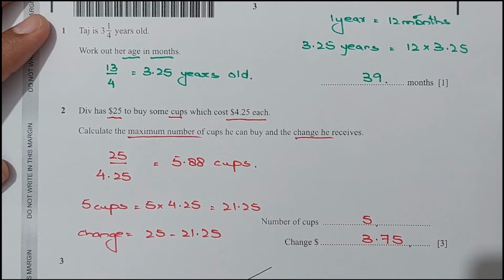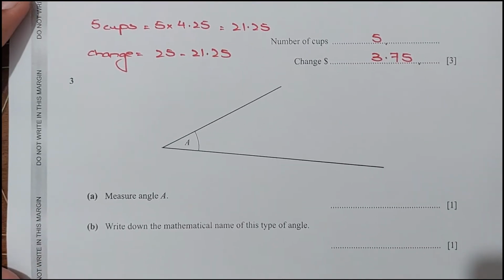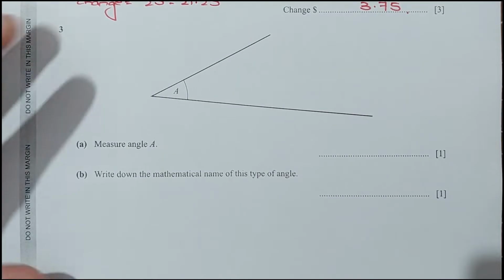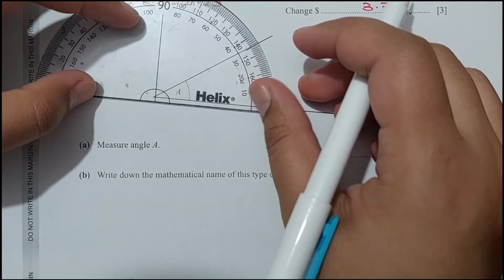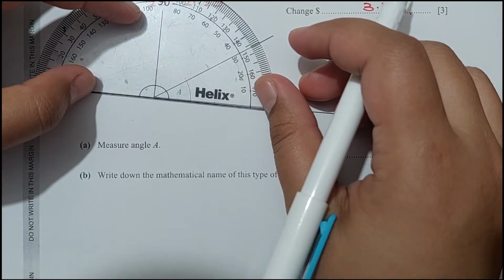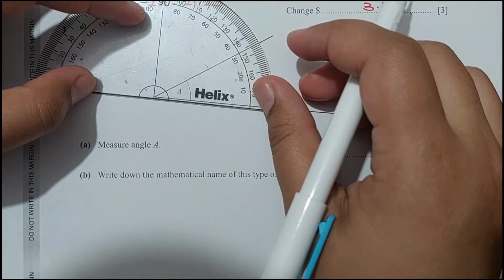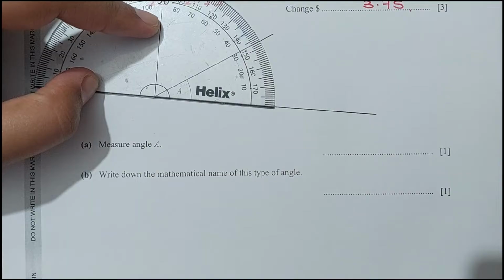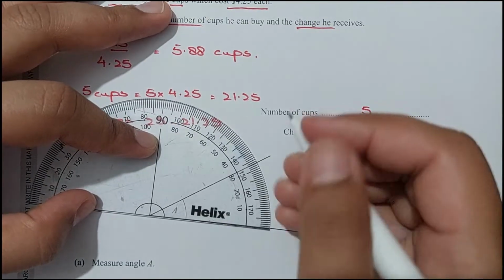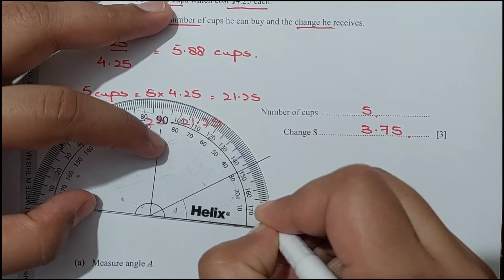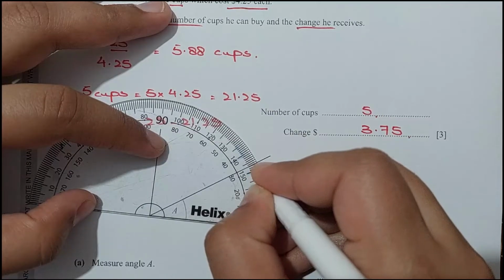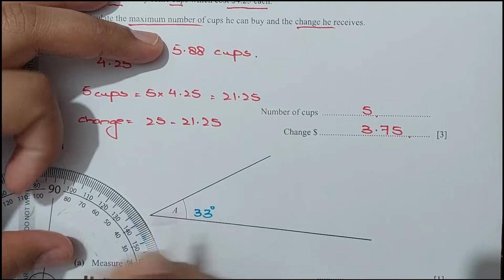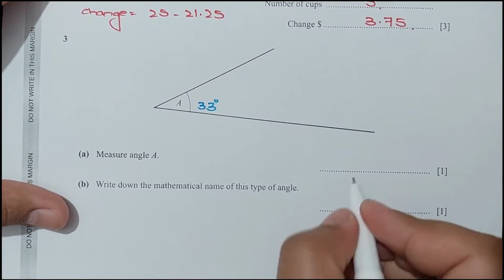All right. Question number 3, part A, measure angle A. Let me use a protractor to measure the angle A. Okay, so you can see this is 10, 20, 30, 31, 32, 33 degrees. This is the angle A. Angle A is 33 degrees.